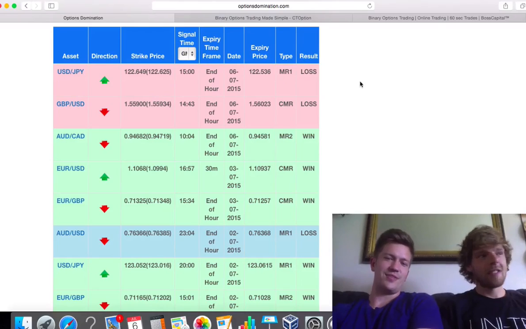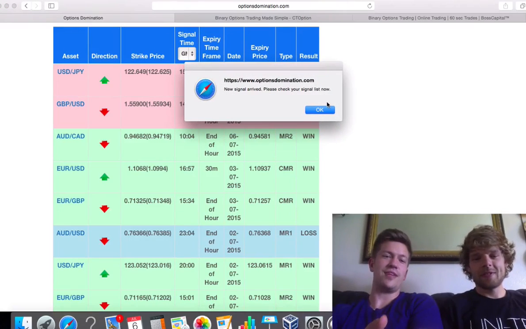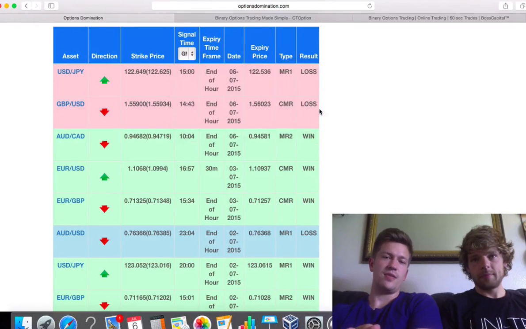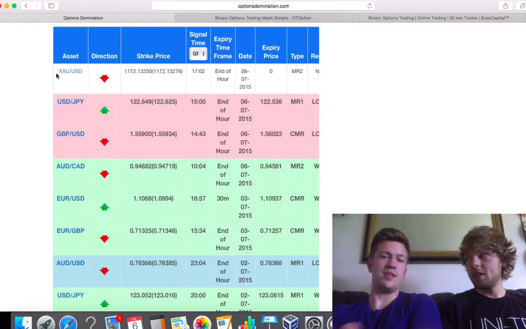When a trade comes in, you're going to hear this beeping noise. This lets you know that you need to navigate over to the OD page, to the signal table. Shortly after the beeping starts, you'll have a little pop-up box that will tell you that a signal is available, and you just want to click OK so that you can see what the signal is.